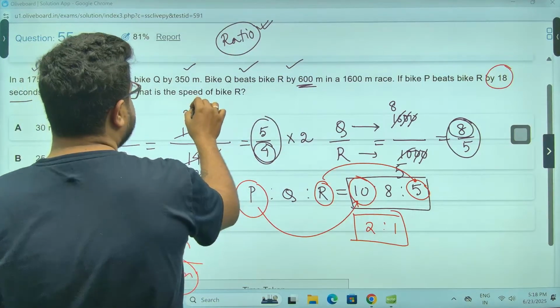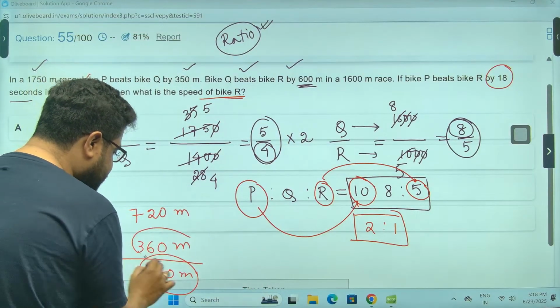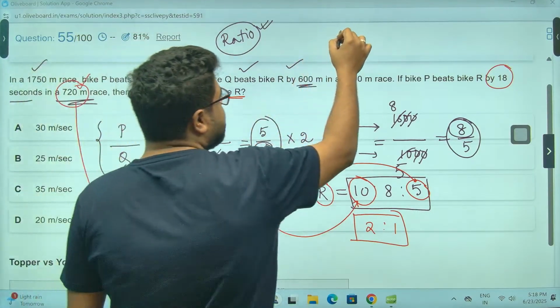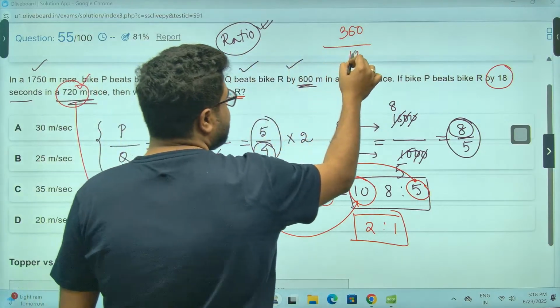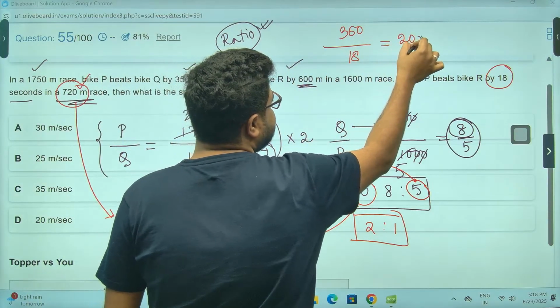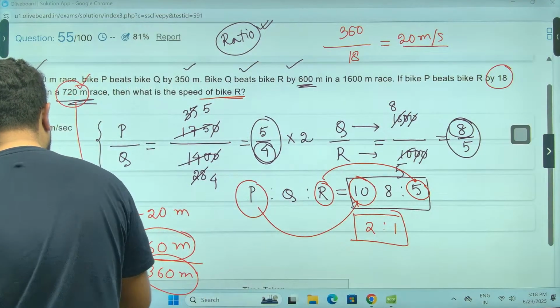Achha, they are asking the speed of R. Then I do need it. So R has gone 360 meters in 18 seconds. So the speed will be, sir, 20 meters per second. So option number D is the correct answer.